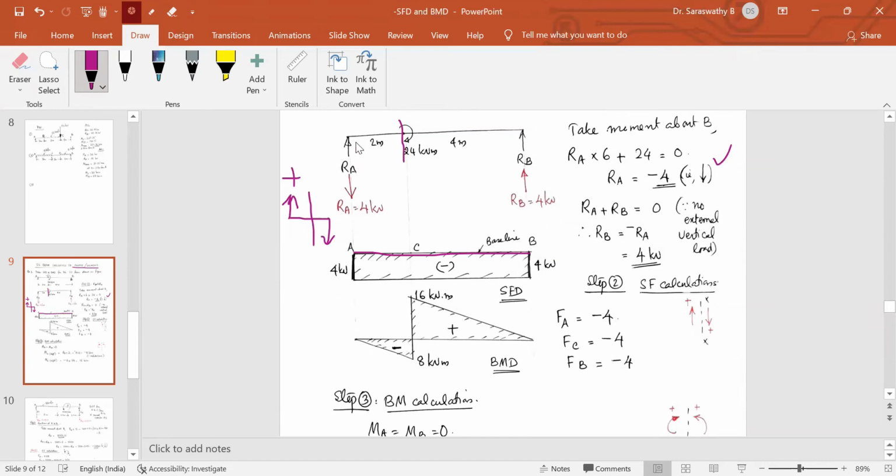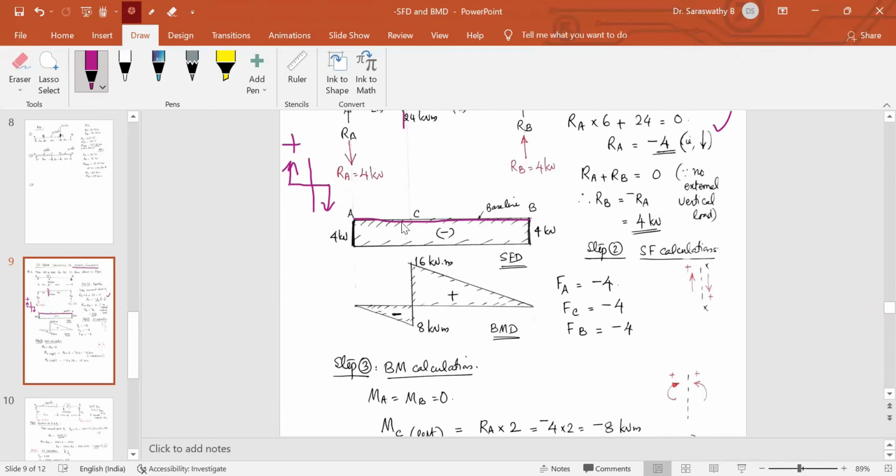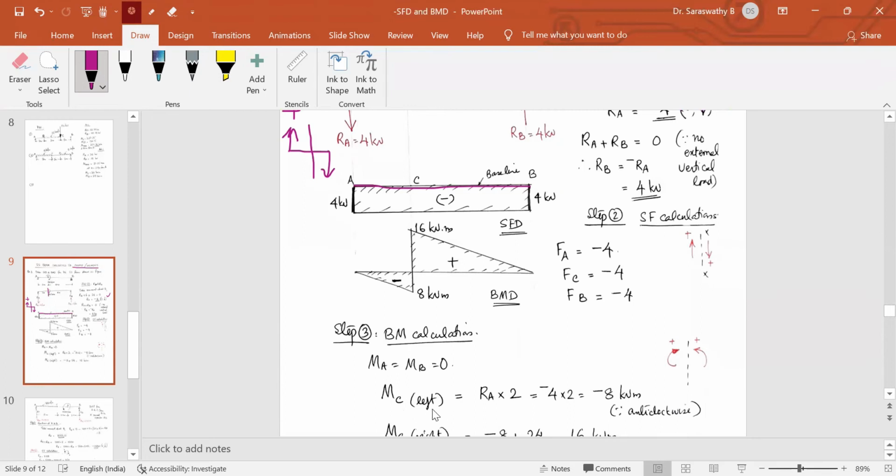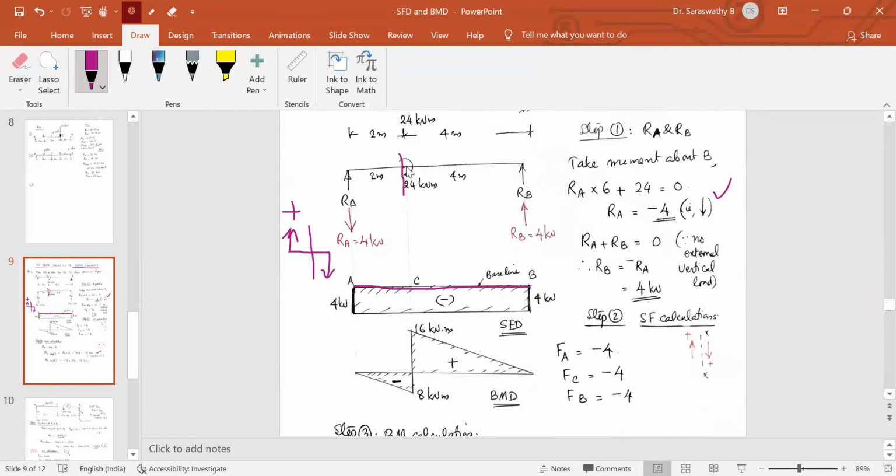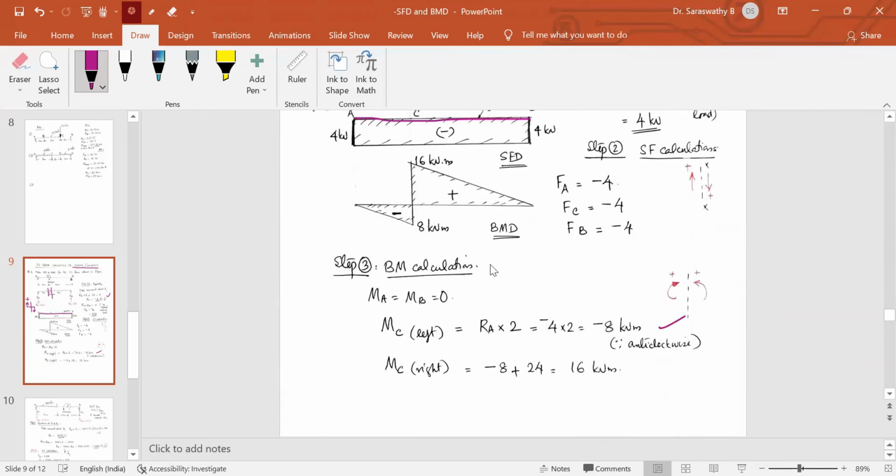So it is negative. What is the value? 4 into 2, 8. So just to the left, RA into 2, it is minus 8 since it is anti-clockwise. Now coming to the next point, just to the right of C, in addition to this 4 into 2, minus 8, there is a moment of 24. We consider just to the right of it, the moment will be RA into 2 plus 24. So minus 8 plus 24, it is 16 kilonewton meter positive.